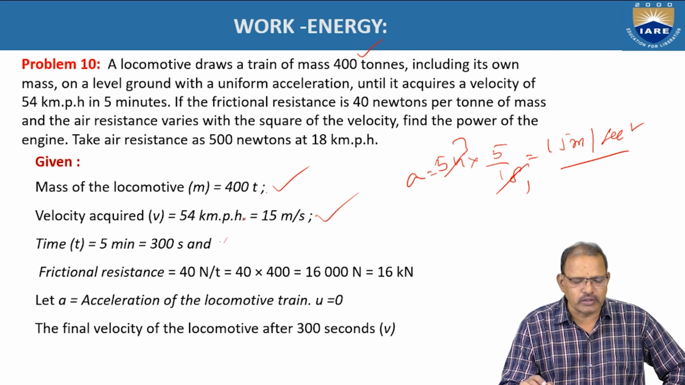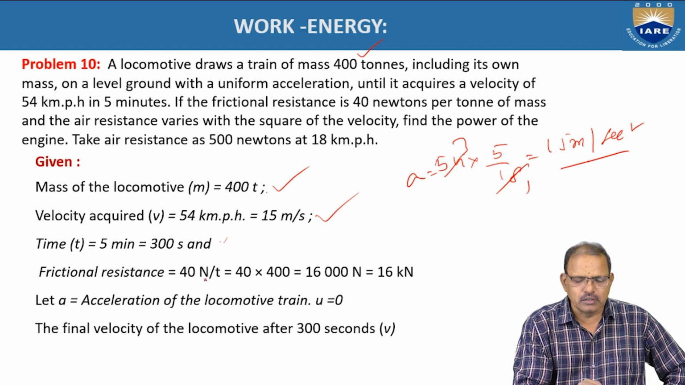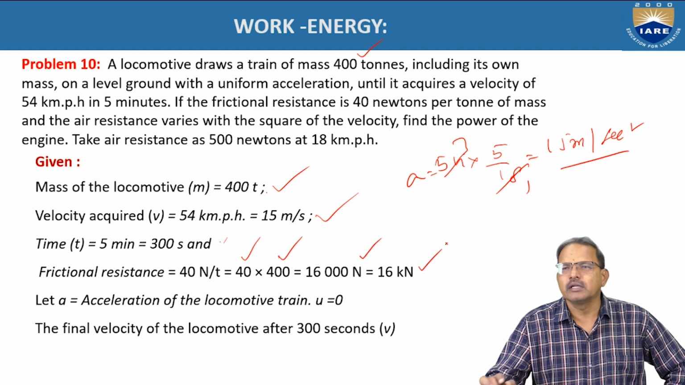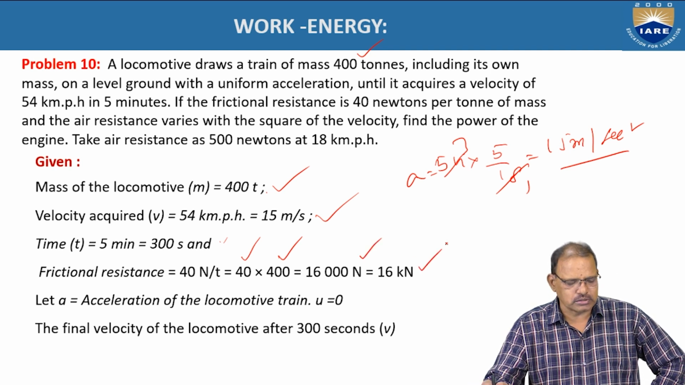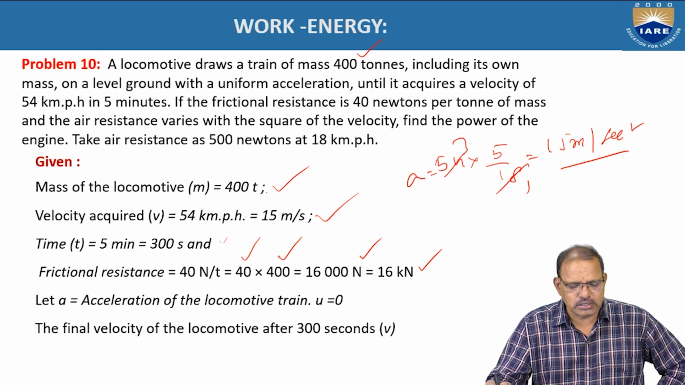Frictional resistance is given now. That is 40 newtons per ton. Total weight is given, 400 tons, so 40 into 400 is equal to 16,000 newtons. Generally, it can be written as 16 kilonewtons now. Let a be the acceleration of the locomotive.